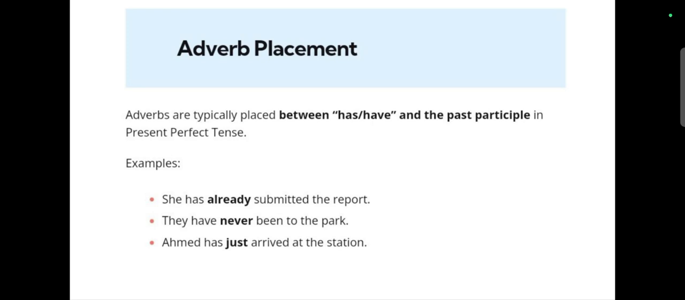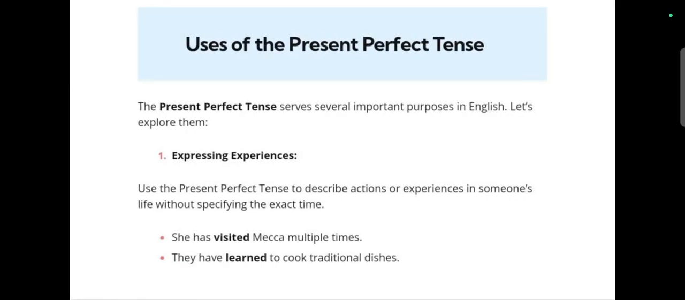So where we are using adverbs, by rule we are using adverbs in between the auxiliary verb has or have and the past participle. For example, she has already submitted the report. So has is the auxiliary and submitted the past participle of the verb. So keep in mind that we use the adverb in the present perfect in between has or have and the past participle. Okay, let's move to the next use of the present perfect tense.